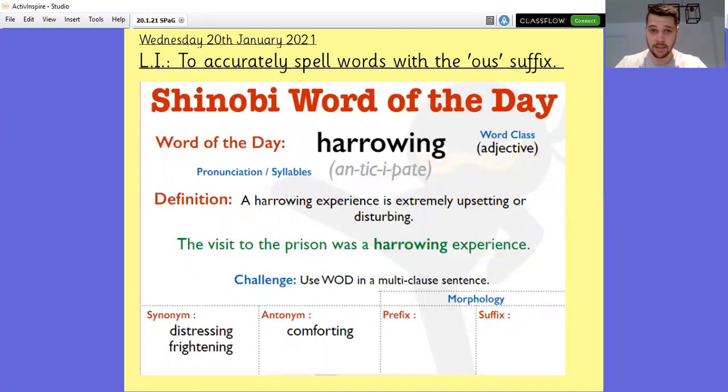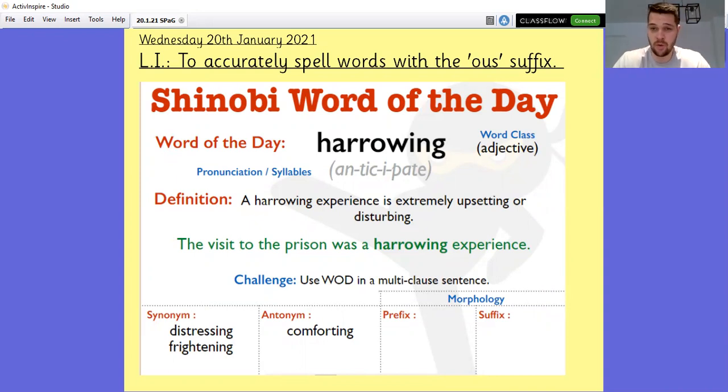So harrowing. A harrowing experience is extremely upsetting or disturbing. So the visit to the prison was a harrowing experience. It could be frightening or distressing. It makes you feel sad or anxious or worried or a bit disturbed, or anything that's sort of negative is harrowing, really. It's upsetting, it's disturbing, which is the opposite, the antonym of comforting.